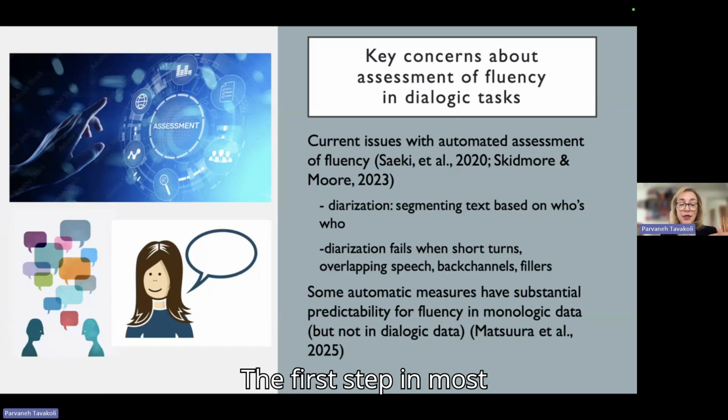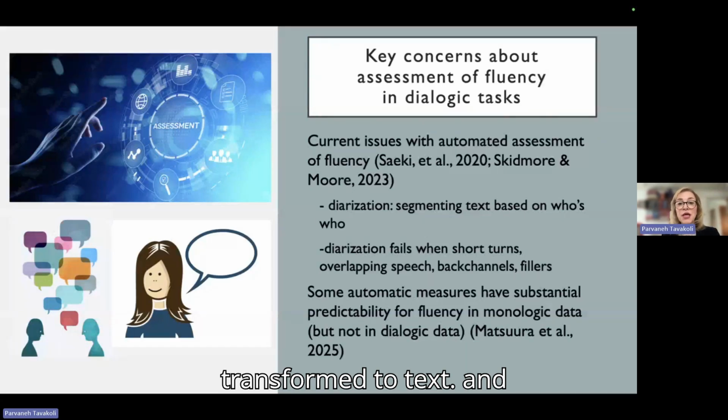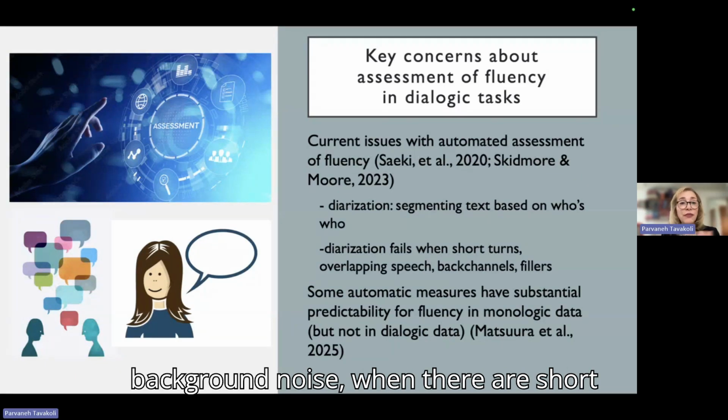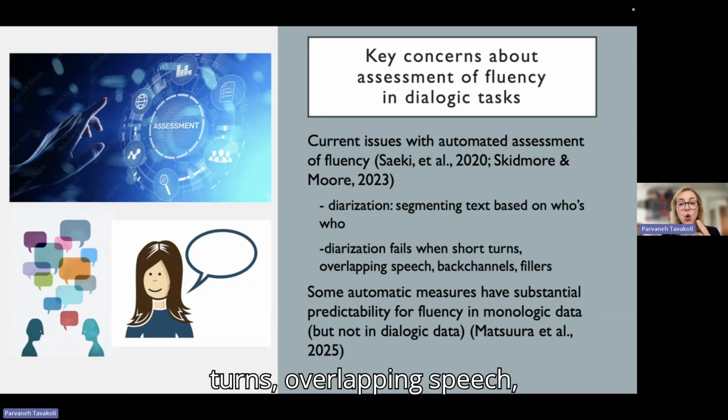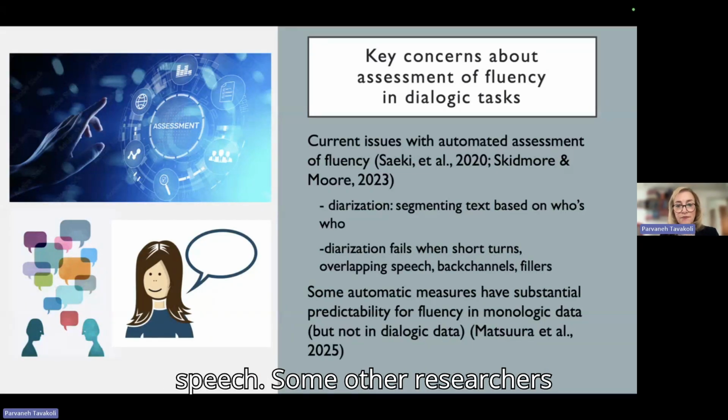The first step in most AI-related assessment is that speech is transformed to text, and identifying who said which part becomes really difficult when there is background noise, when there are short turns, overlapping speech, back channels, and fillers. And these are characteristics of human speech.